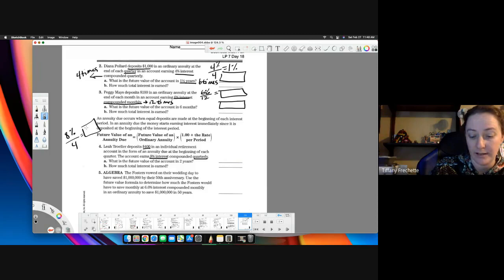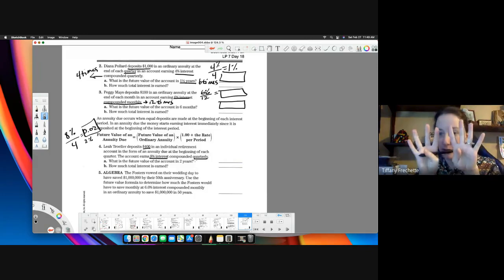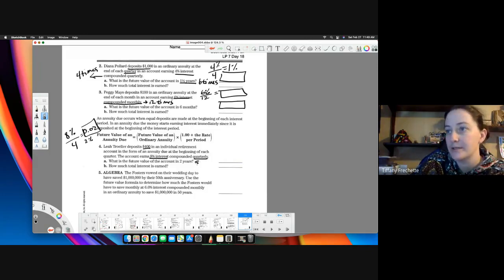Mm, 8% divided by 4? Nope, I couldn't read it very nicely there. 0.02, which is 2%, okay? Not 2.5%. All right. So we have 2%. That's what we're going to look for at the top of the column there. And then 2 years quarterly, so very similar to when we were doing on the previous page there. It's 4 per year. I'm going for 2 years, so 8 times.